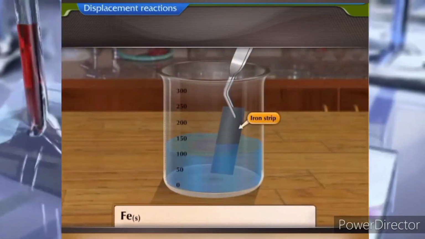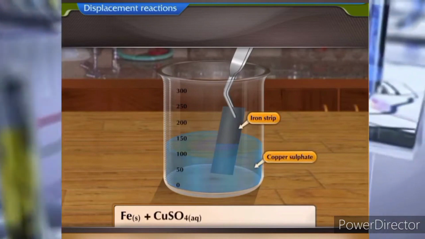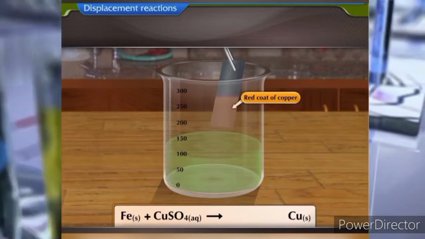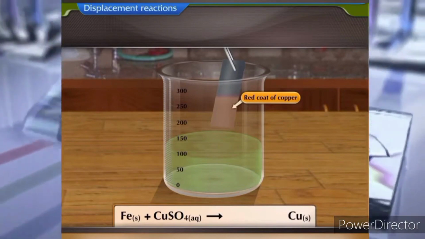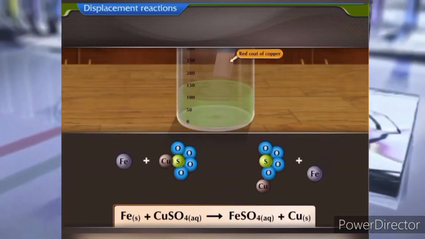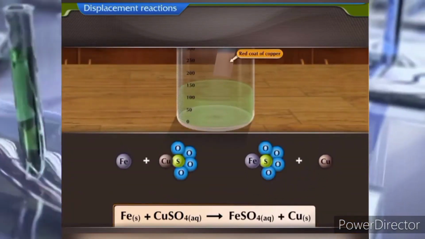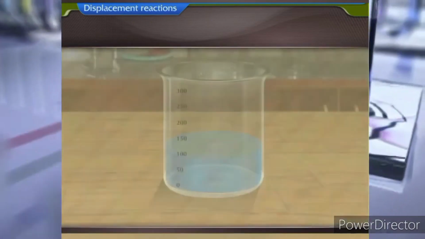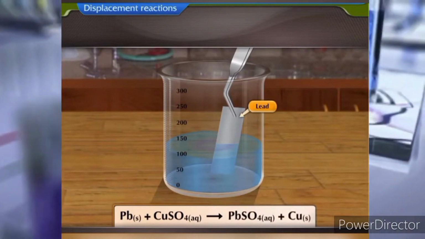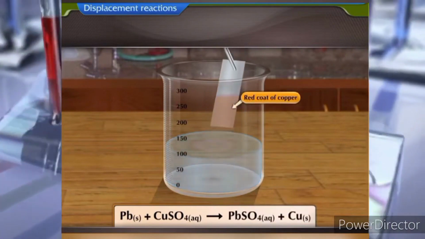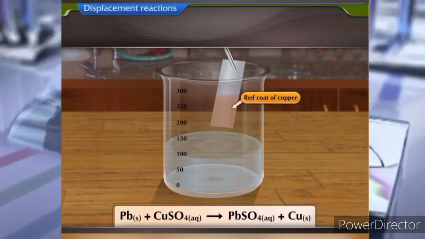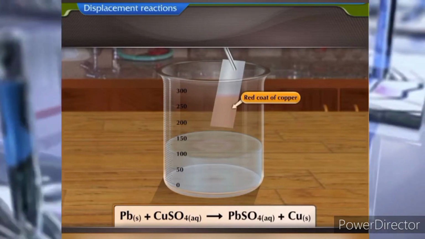If a strip of iron is dipped in a solution of copper sulfate, a red coat of copper is seen on the iron strip and the blue-colored copper sulfate solution turns green. Iron, being more reactive than copper, can displace copper from its solution. Lead is another metal which is more reactive than copper and can displace it from copper sulfate. Let us discuss the next type of reactions, double displacement reactions.